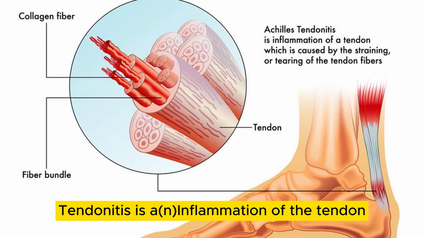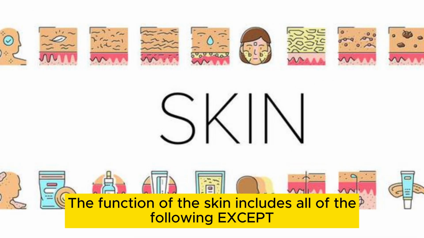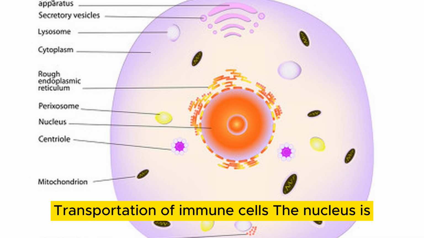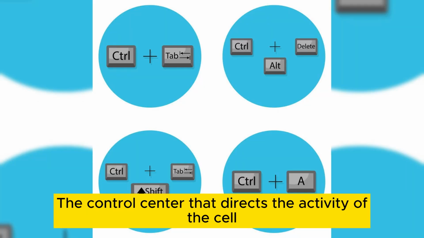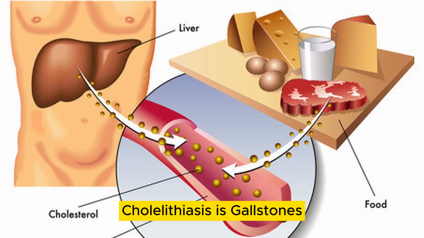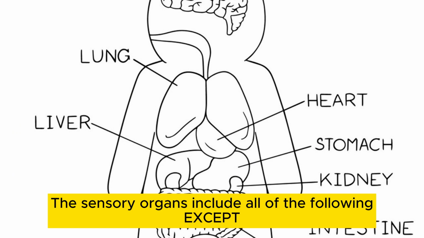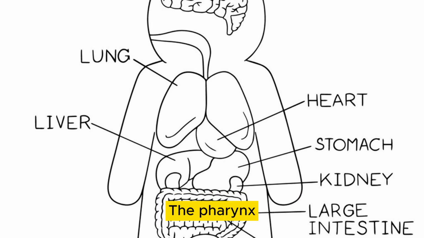Tendinitis is an inflammation of the tendon. The function of the skin includes all of the following except transportation of immune cells. The nucleus is the control center that directs the activity of the cell. Cholelithiasis is gallstones. The sensory organs include all of the following except the pharynx.